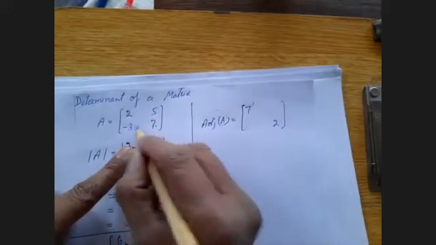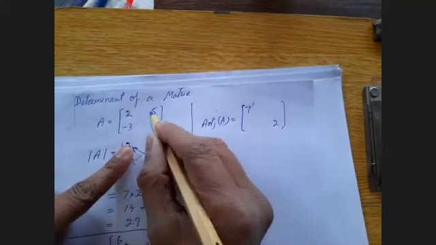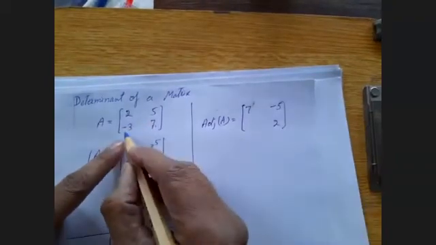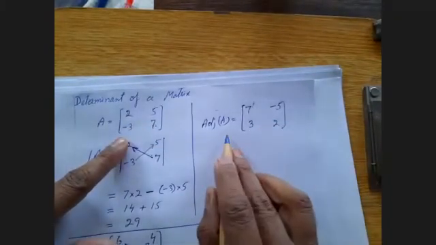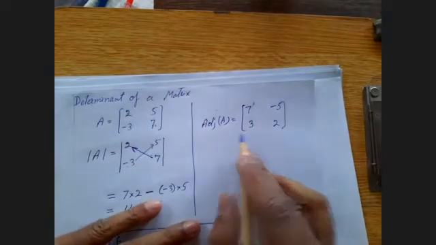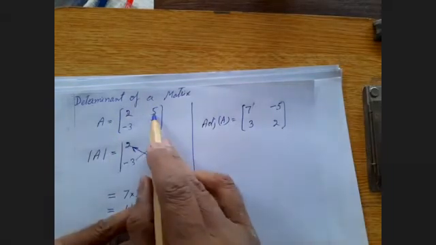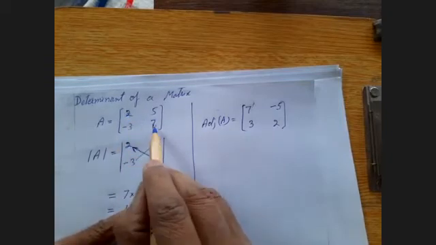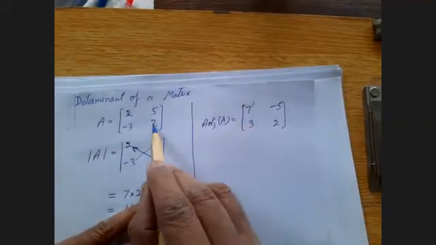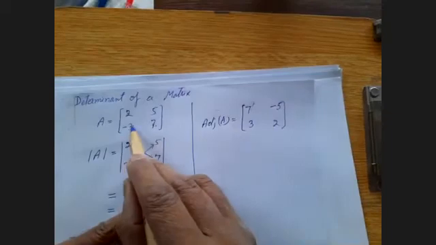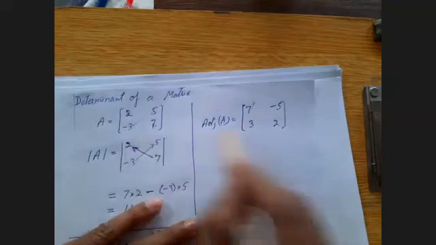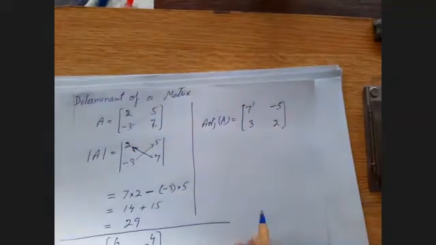In the second step, you will have to change the signs of this diagonal. This is positive 5, we will write minus 5. This is negative 3, we'll write plus 3. So in this way, we can find the adjoint of A. If the matrix A is like this, we change the places of these two elements diagonally. In place of 2, we write 7, and in place of 7, we write 2. For the other diagonal, we change the signs of these two elements. This is negative 5, previously it was positive. It is negative 3, it will become positive 3. So this is the method to find the adjoint of A.